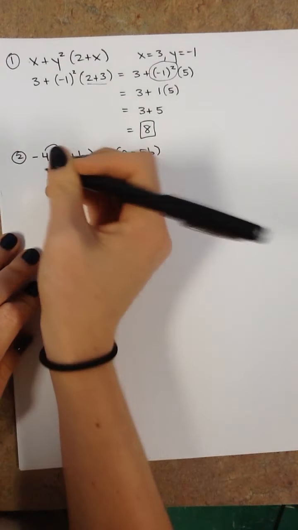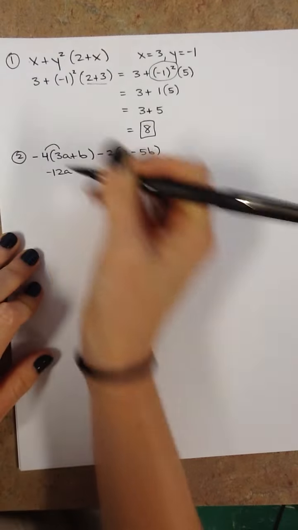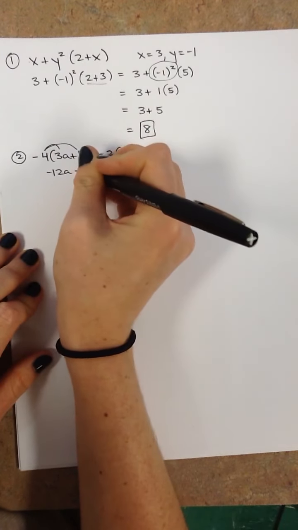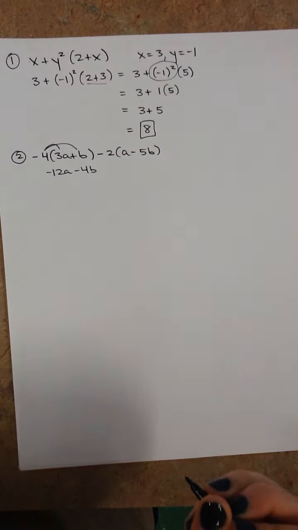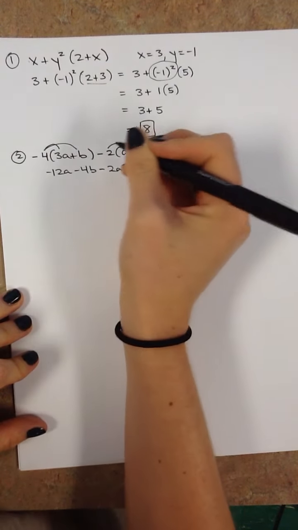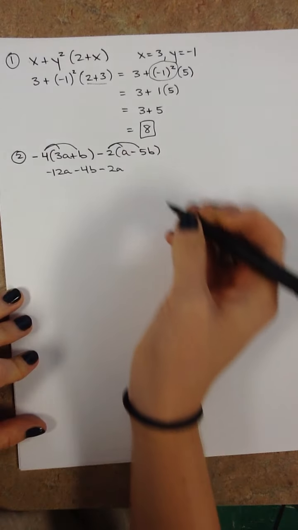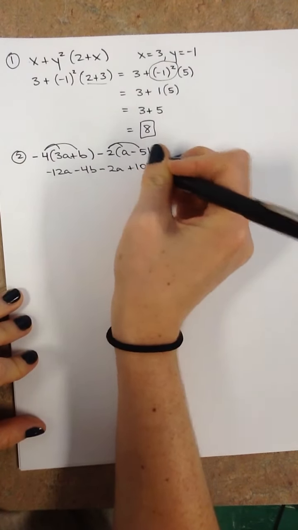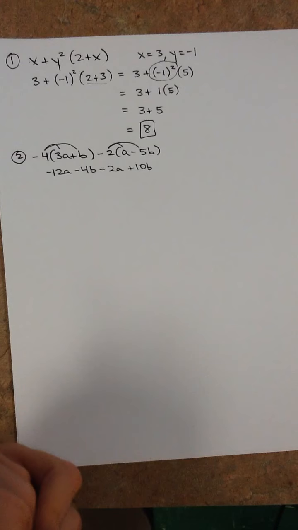-4 times 3a gives us a -12a. -4 times b gives us a -4b. Then next we distribute the -2. -2 times a is a -2a. And then -2 times -5b is a +10b, because remember, a negative times a negative always gives us a positive.